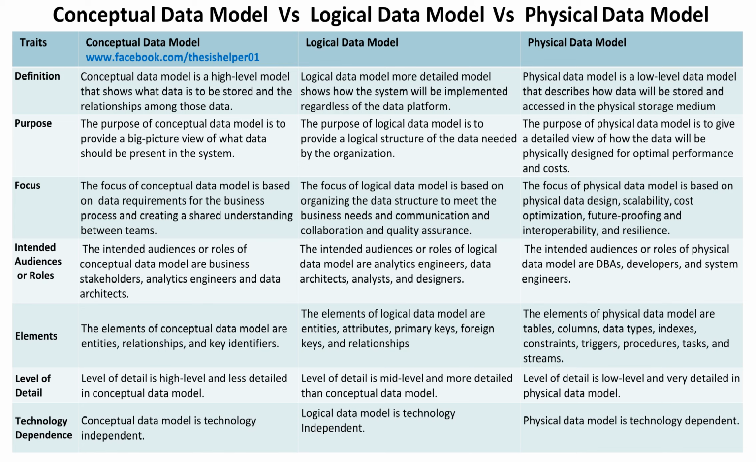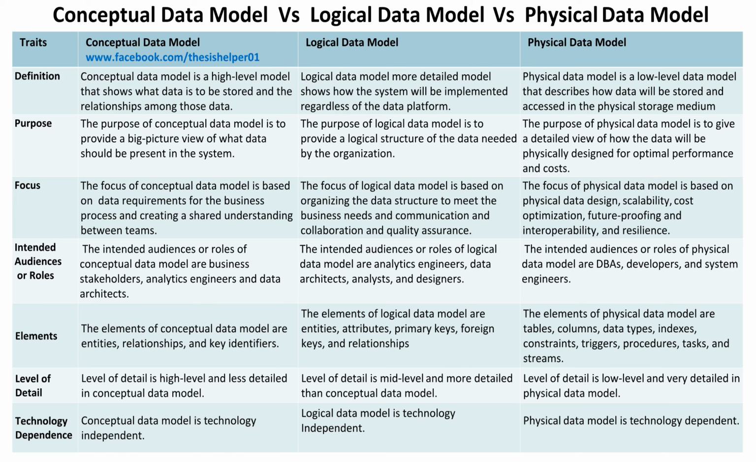The elements of conceptual data model are entities, relationships, and key identifiers. Whereas, the elements of logical data model are entities, attributes, primary keys, foreign keys, and relationships. Whereas, the elements of physical data model are tables, columns, data types, indexes, constraints, triggers, procedures, tasks, and streams.